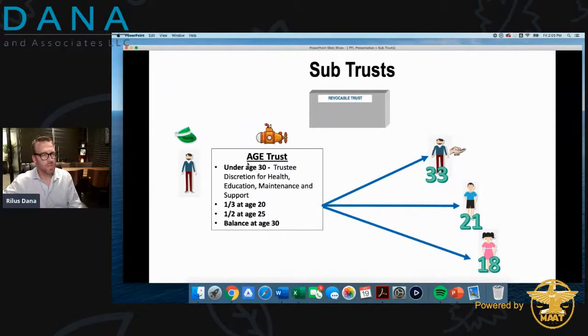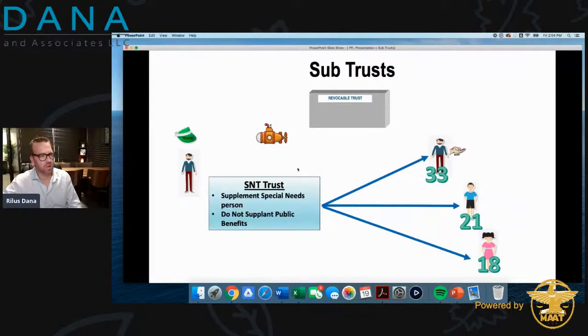The most common subtrust is an age trust, meaning that we hold the assets in trust until the beneficiaries reach a certain age. This example age trust shows that it's at the trustee's discretion for health, education, maintenance, and support. And then one third at age 20, half at 25, and the balance at age 30. So that's an age trust.